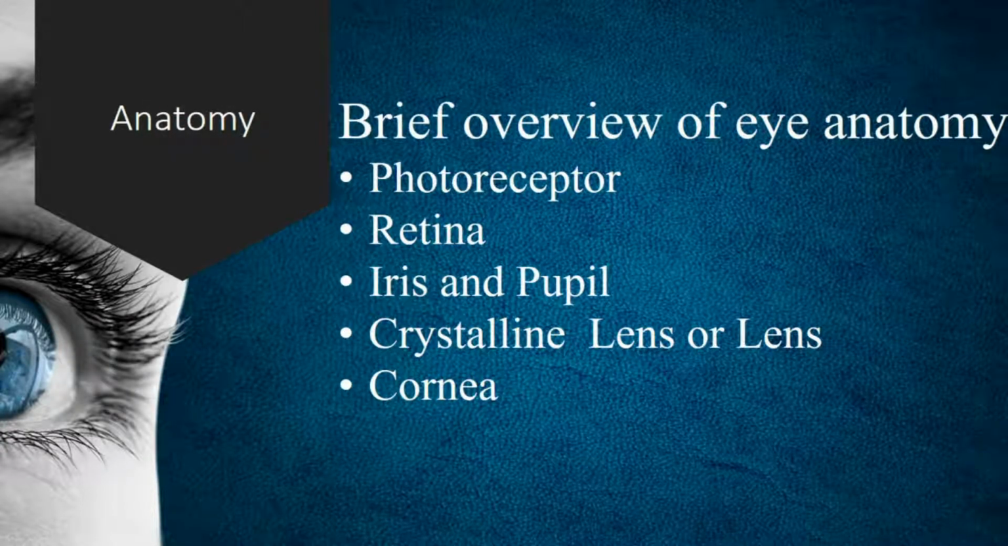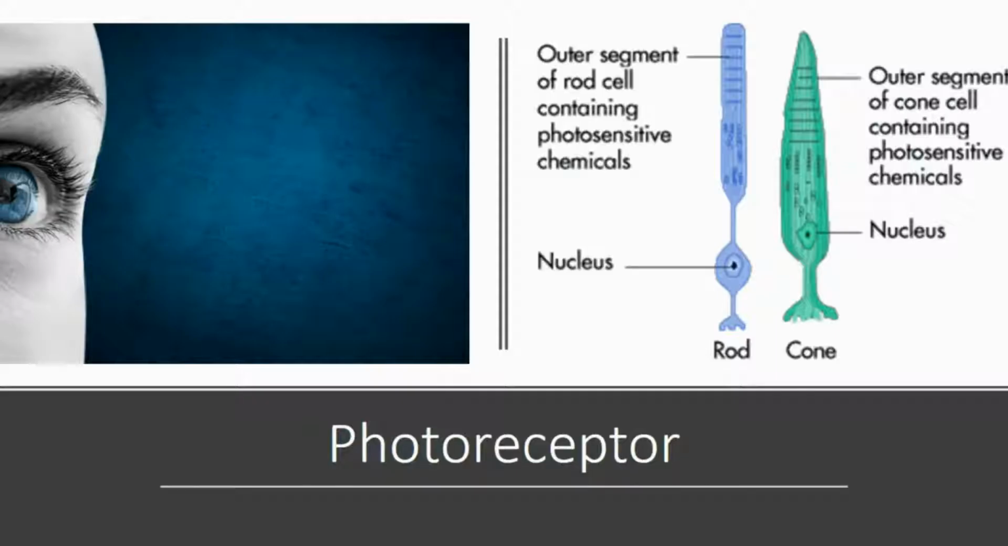First, I would like to do a brief overview of eye anatomy so we're familiar with the terms. We'll begin with photoreceptors, then the retina. We'll talk about the iris and the pupil, the crystalline lens, also just known as the lens, and finally, the cornea. And these are building on each other in succession.